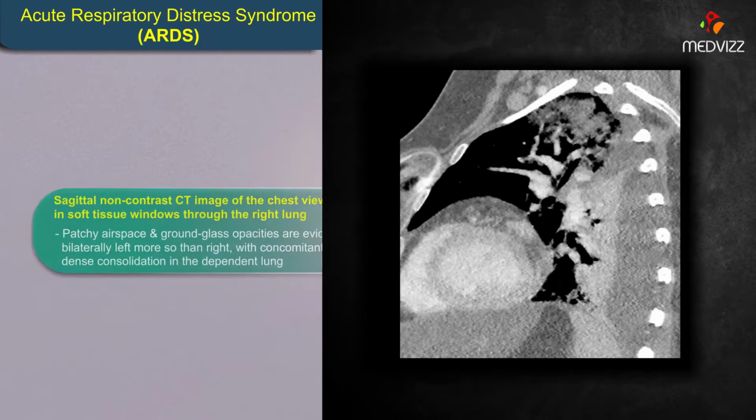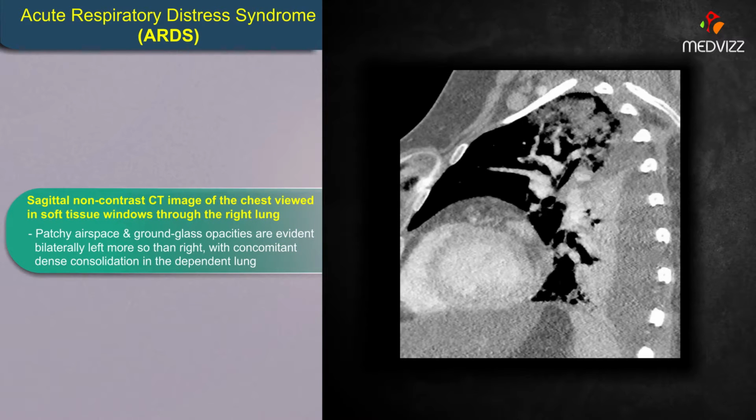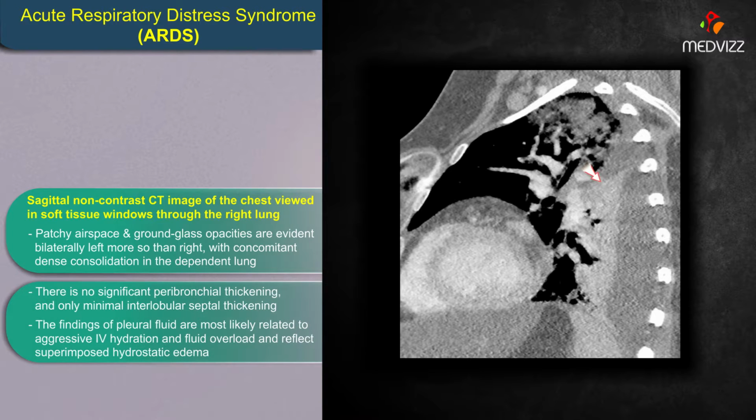Number 7. A sagittal non-contrast CT image of the chest viewed in soft tissue windows to the right lung. Patchy airspace and ground glass opacities are evident bilaterally, left more so than the right, with concomitant dense consolidation in the dependent lung. There is no significant peribronchial thickening and only minimal interlobular septal thickening. The findings of pleural fluid are most likely related to aggressive IV hydration and fluid overload and reflect superimposed hydrostatic edema.